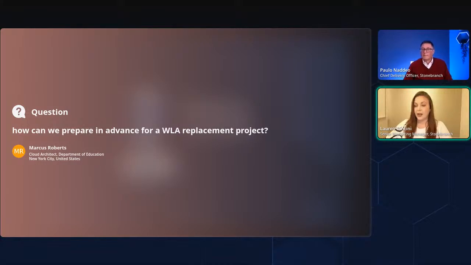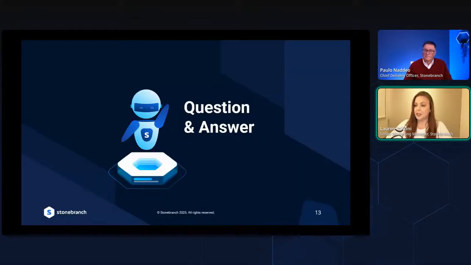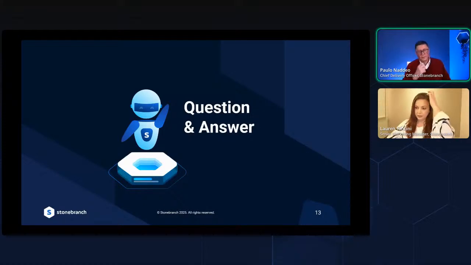How can we prepare in advance for a workload automation replacement project? Yeah, this is a very good question, right? I think the best thing that you can do to prepare is to do any cleanups that you need to do in your workload before the transition, right?